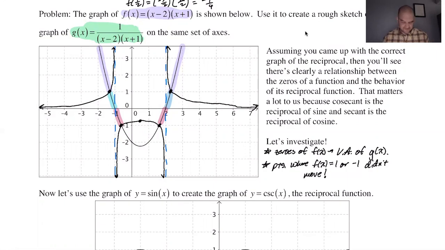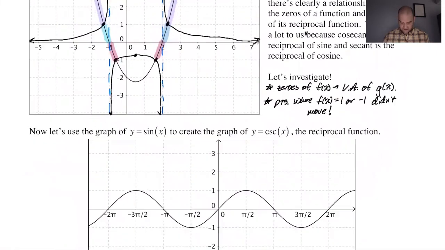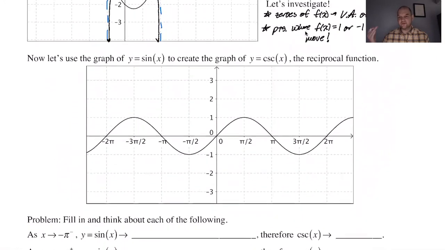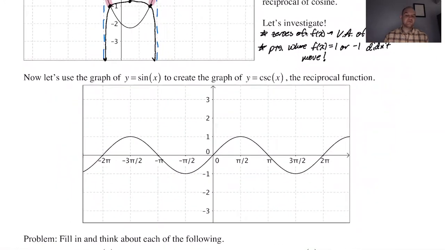So what we're going to do in the next video is take that idea and turn it into the graph of cosecant, and also fill in a bunch of things using some new notation. So I'll be back in the next video and we will talk about that, and I will see you there.